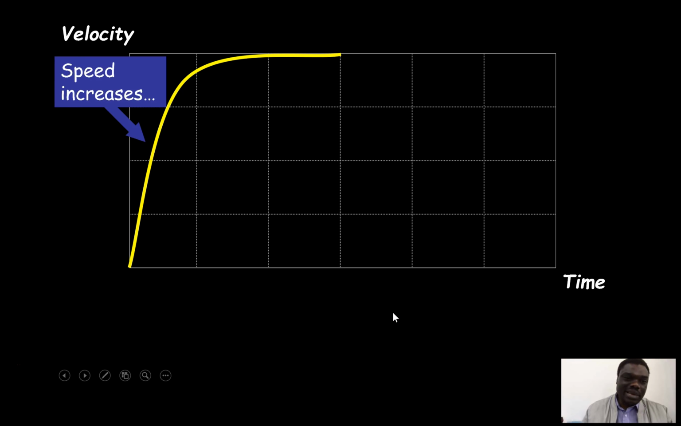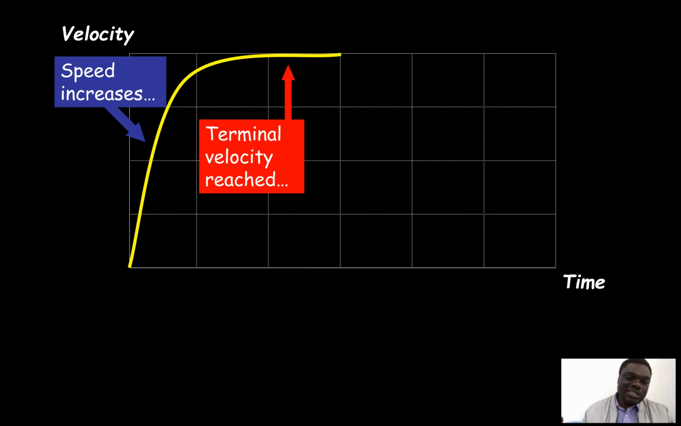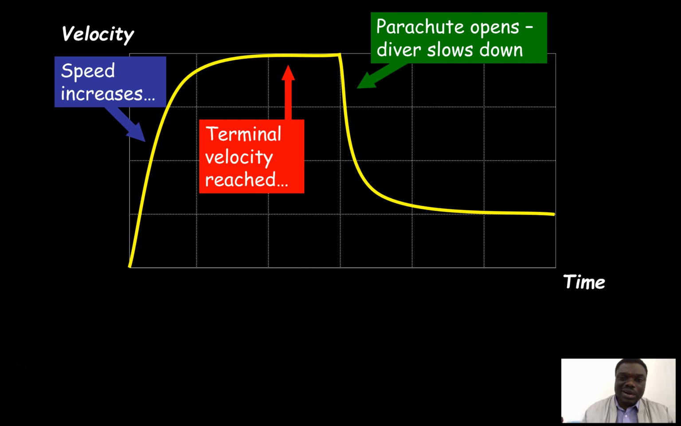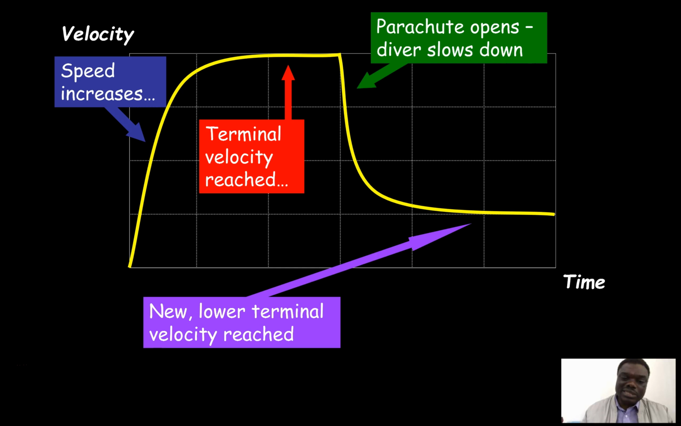If we want to plot a graph of velocity against time for the skydiver, we will have this shape. First, when he falls out of the airplane, his speed increases, and then he reaches terminal velocity because air resistance will be increasing, so he will reach a constant velocity at some point. And then when he opens his parachute, he slows down very quickly and reaches a second terminal velocity. He moves at that second terminal velocity until he hits the ground.